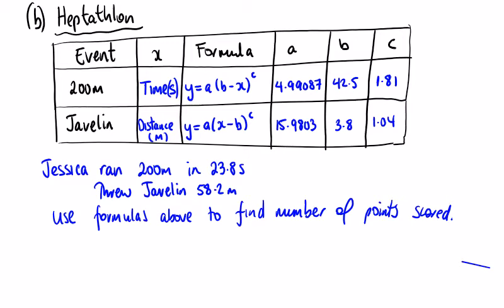Part B of this question is a heptathlon question. You're given the event, you're given the x, the formula, the A, B, and C, and you're just asked in part 1 to use the formula above to find the amount of points scored. So this is just substitution for the 200 meters. Y is equal to A, which you're told A, B, and C, and you're filling in your x value.